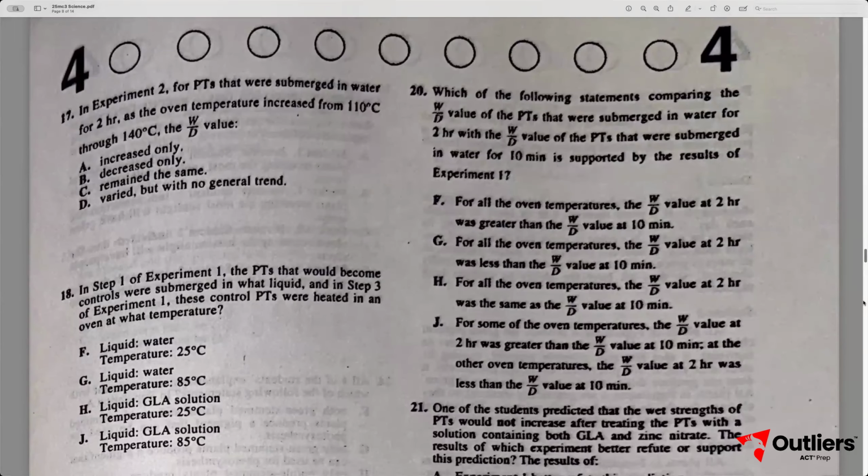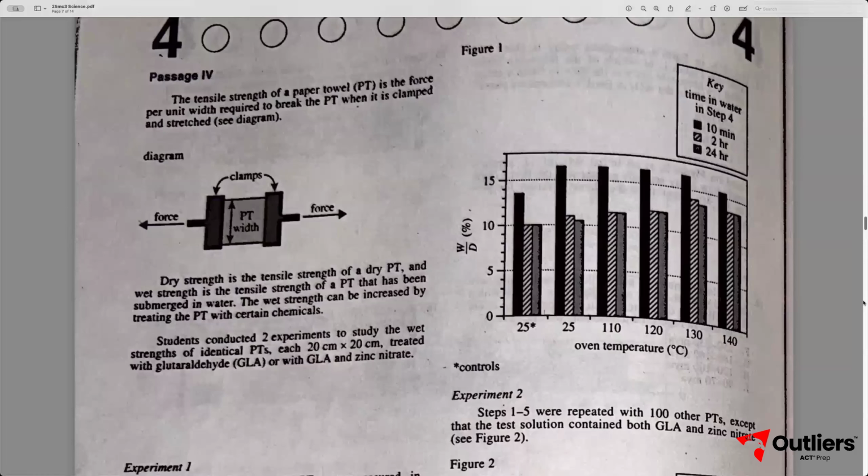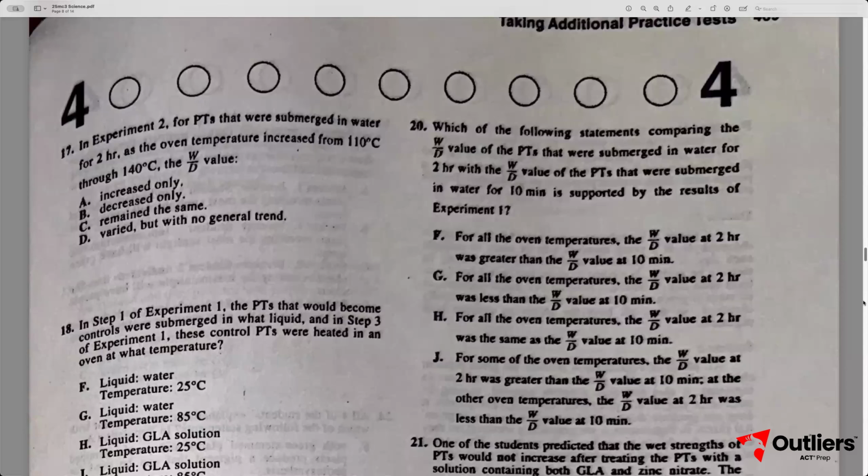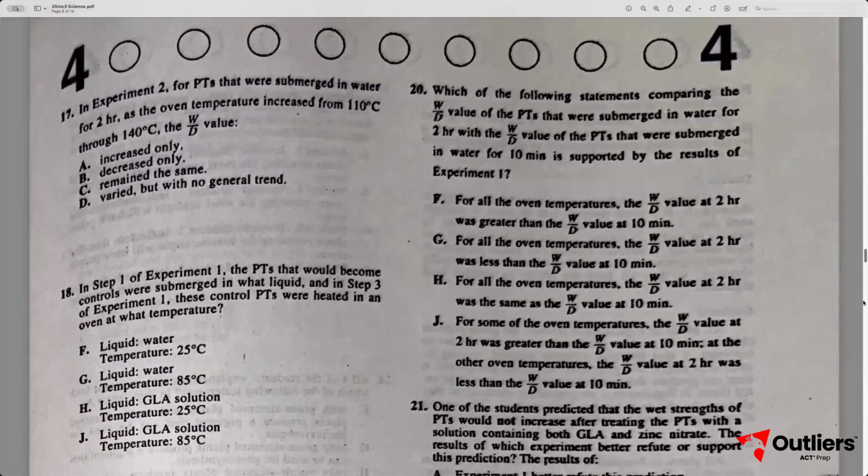Now, if we go down to F, F appears to be the right answer because it says, for all oven temperatures, the WD value is greater than the value at 10 minutes, which is probably how we would phrase it. Again, if I went up to that data, the most natural way for me to say it is the 10-minute trials were greater than the 2-hour trials. But it's wrong because it says the 2-hour trials were greater than the 10-minute trials, which is not true. It's the opposite of the truth, actually. So F is wrong. Again, they're just playing word games with you, and don't let them win.